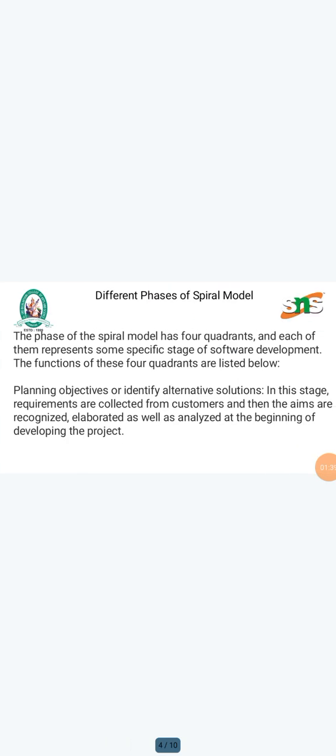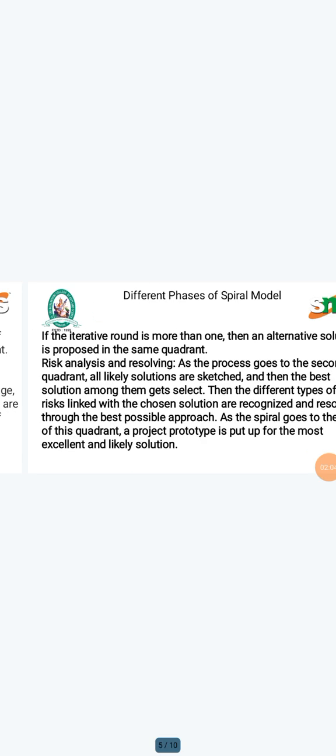Different phases of spiral model. The spiral model has four quadrants and each of them represents some specific stage of the software development. The functions of these four quadrants are listed below. Planning objectives or different alternative solutions. In this stage, requirements are collected from the customer and then the aims are recognized, elaborated as well as analyzed at the beginning of the development of the project.